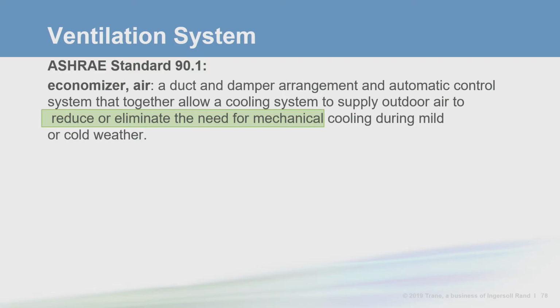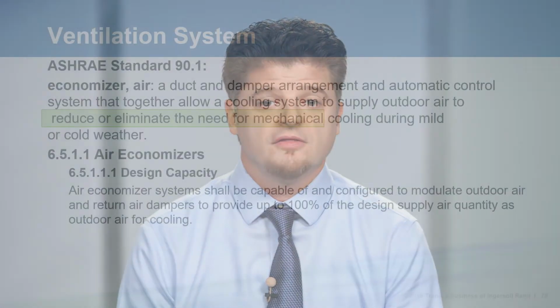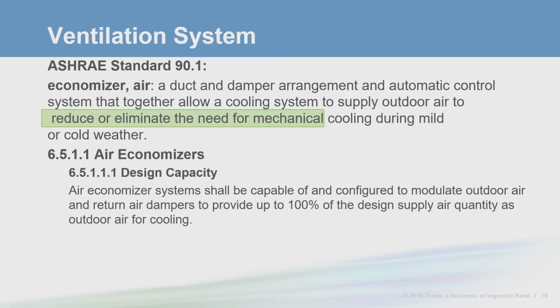For example, if the ventilation system includes an economizer function, does that mean that the building has an air economizer in the traditional sense? The standard provides a partial answer to this question in the section on air economizer requirements. Specifically, the requirements mention both outdoor air and return air dampers. That seems to imply a mixed air system, not an independent ventilation system. Likewise, the requirements state that the system must be able to provide up to 100% of the design supply air quantity, an amount not typically provided with an independent ventilation system.